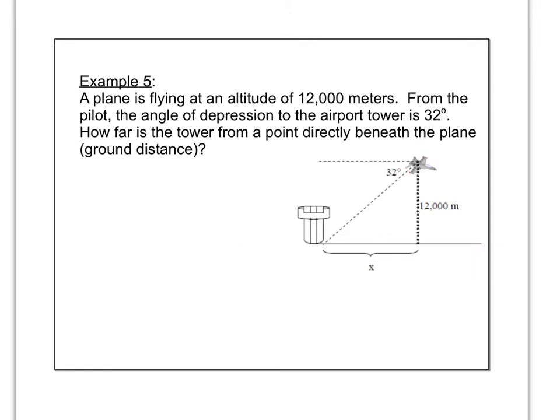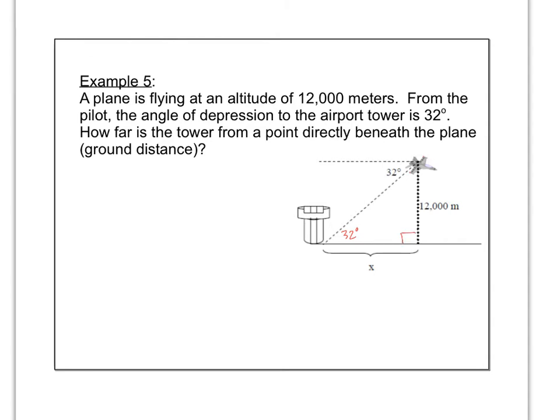Example 5. A plane is flying at an altitude of 12,000 meters. From the pilot, the angle of depression to the airport tower is 32 degrees. How far is the tower from a point directly beneath the plane, or in other words, the ground distance? So we want to find that distance down at the bottom that's marked as x. Think about your alternate interior angles. This is also going to be 32 degrees down here because of alternate interior. This is going to be our 90 degree, so we can set up our ratio.